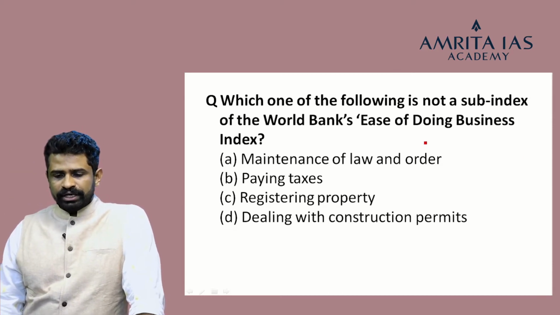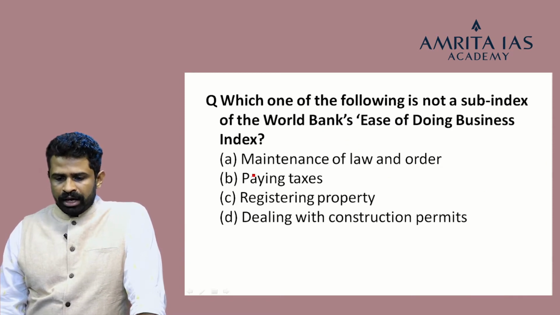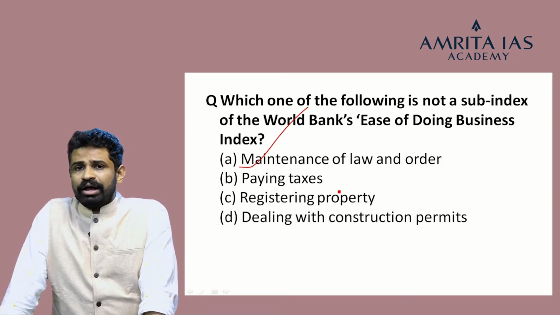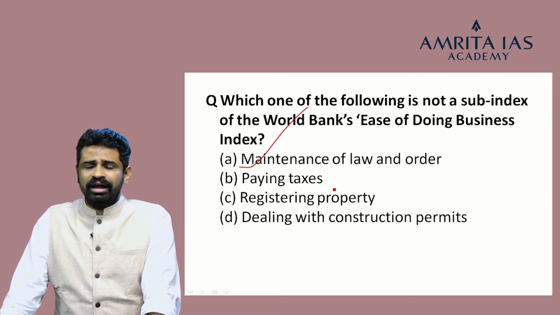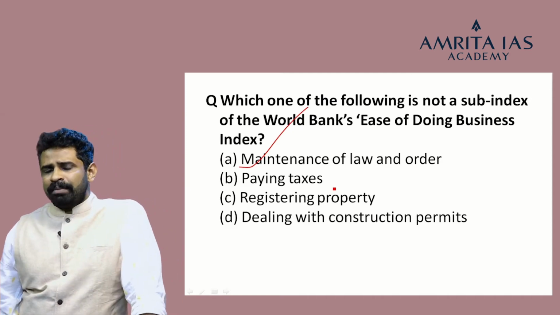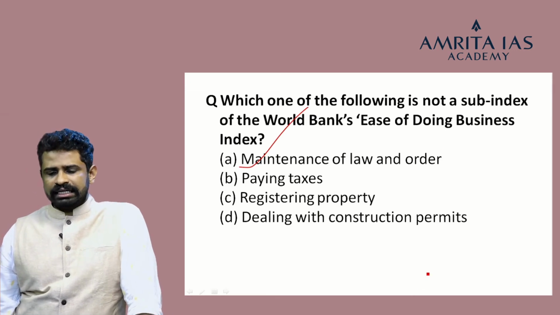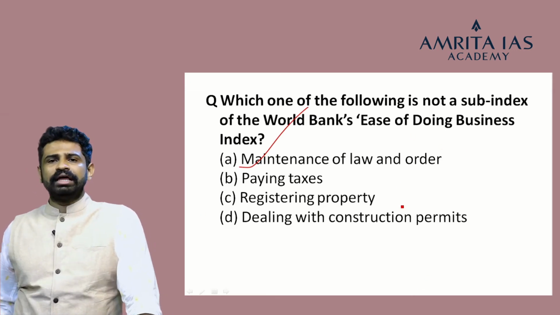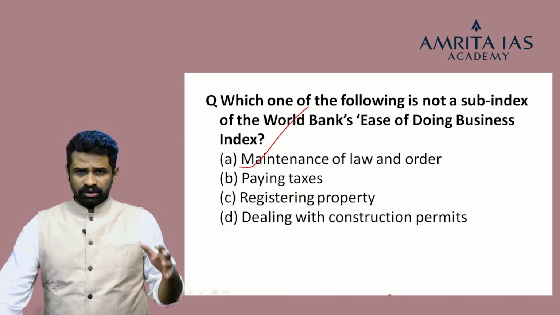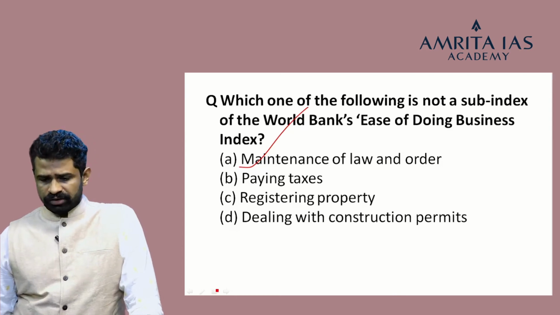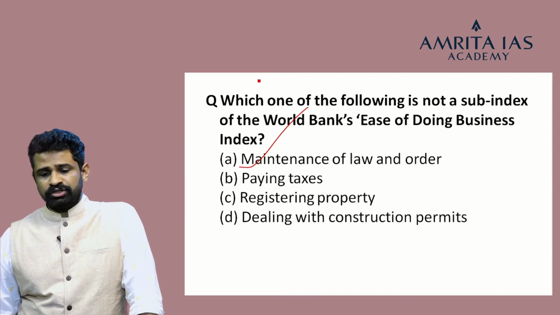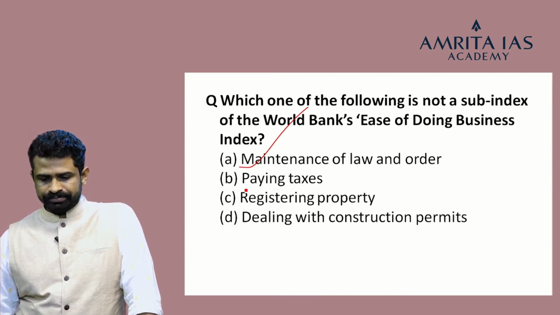Okay, so first statement, maintenance of law and order. On a prima facie appearance, you would think that without maintaining law and order, how can you conduct smooth business, right? So that could be a really difficult thing to resolve, but we'll just keep maintenance of law and order there. Let us see the other things. Paying taxes. So there has to be an easiness in paying taxes. There shouldn't be any retrospective taxation and things like that. So all of that counts to the ease of doing business index, obviously. So B is there. Since the question asks for what is not a sub-index, you can eliminate B.